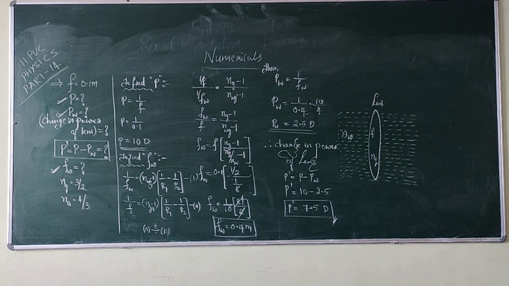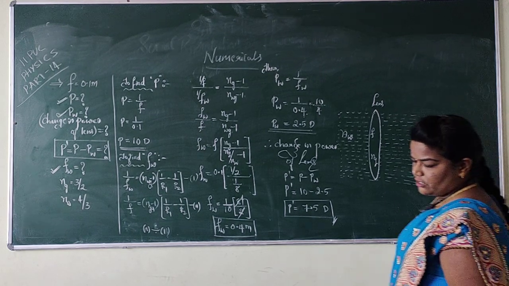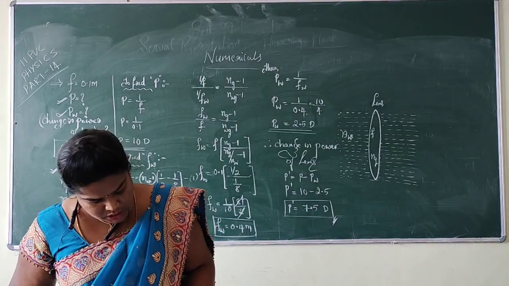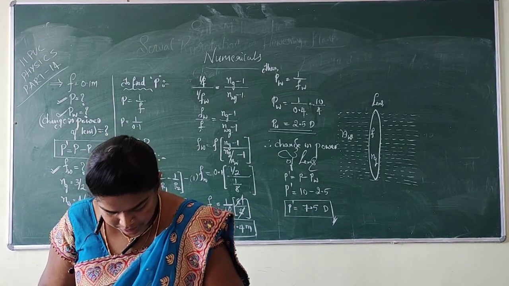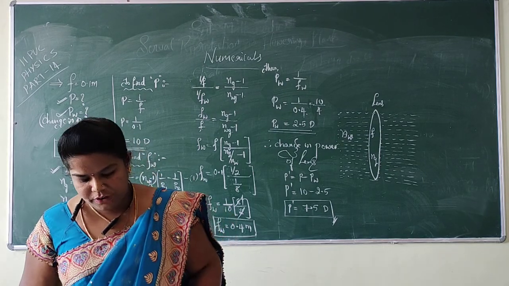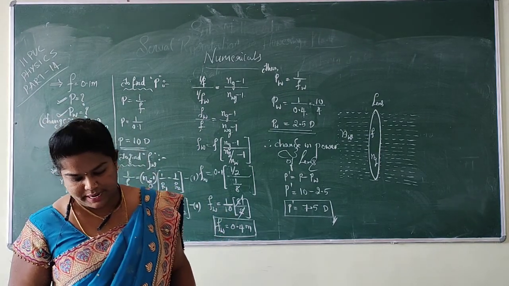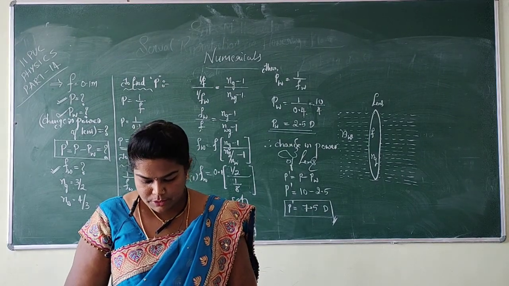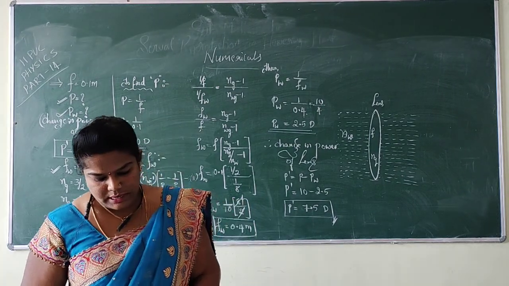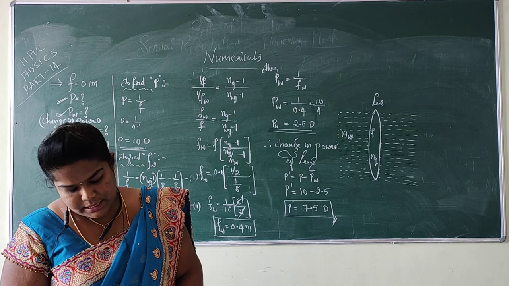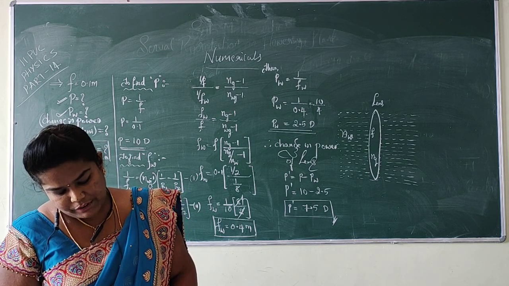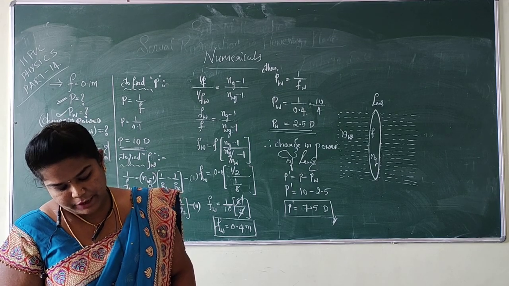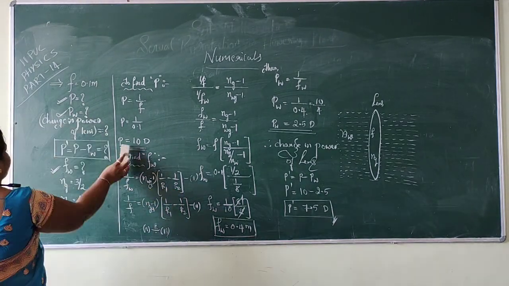Yes. Now let us move with the next question, dear students. Take down the next question. The power of a convex lens is 2.5 diopter in air. Find the change in power when it is completely immersed in water of refractive index 4 by 3. Refractive index of the lens is 3 by 2. Just pause the video and write down the question.